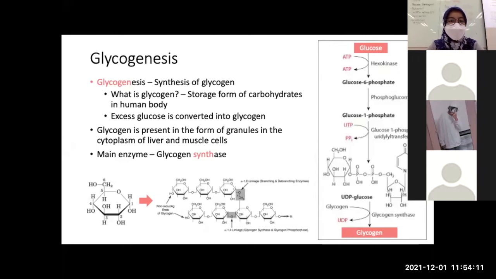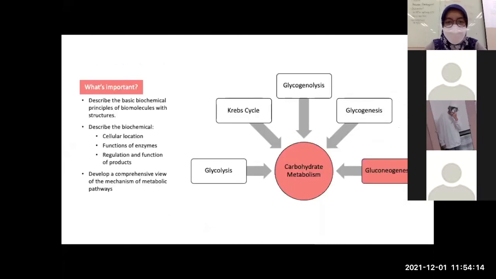One more pathway for carbohydrate metabolism. We have covered glycolysis, breakdown of glucose, and then pyruvate from glycolysis will enter the Krebs cycle in the mitochondria, where it will generate energy and store the ATP. Then we have glycogenolysis, breakdown of glycogen store. We also have glycogenesis, when glucose is in excess, so we want to store that glucose.